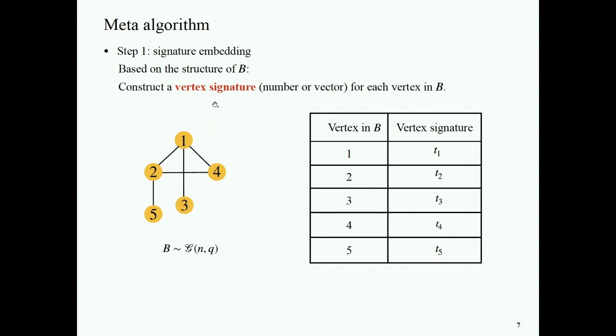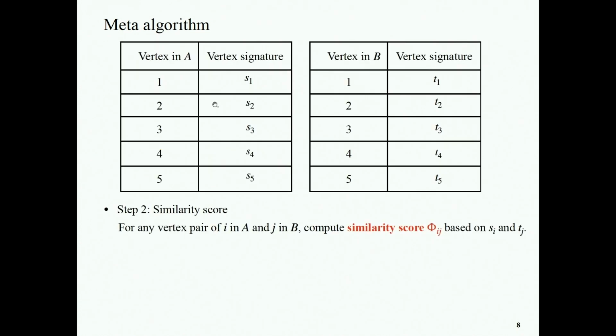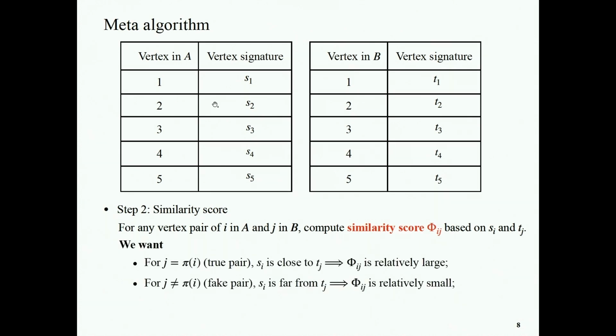Then, having the signatures for every vertex in A and every vertex in B, I'm going to compute the similarity score. That is to say, let's fix a vertex i in A and a vertex j in B. The score between these two vertices is computed based on their signatures. What we want is that if these two vertices are the true correspondence, in other words they correspond to the same user, then the score is high enough. If they are a fake pair, then the score is relatively small. The question becomes how we construct such a signature, such a feature, so that it satisfies our purpose.